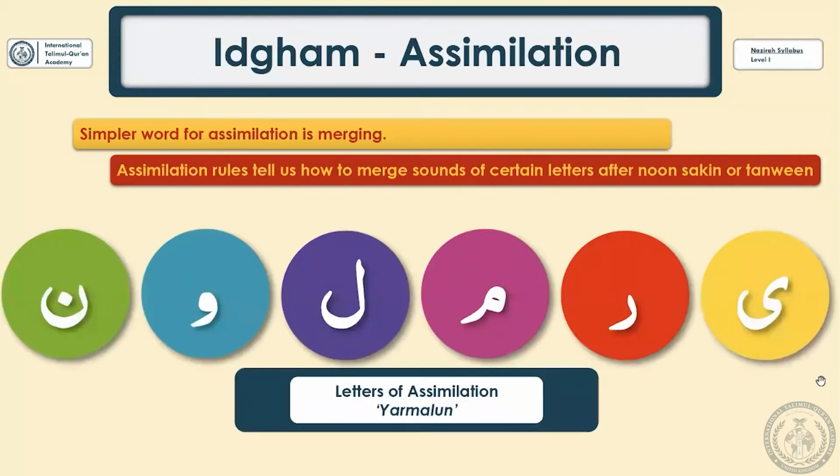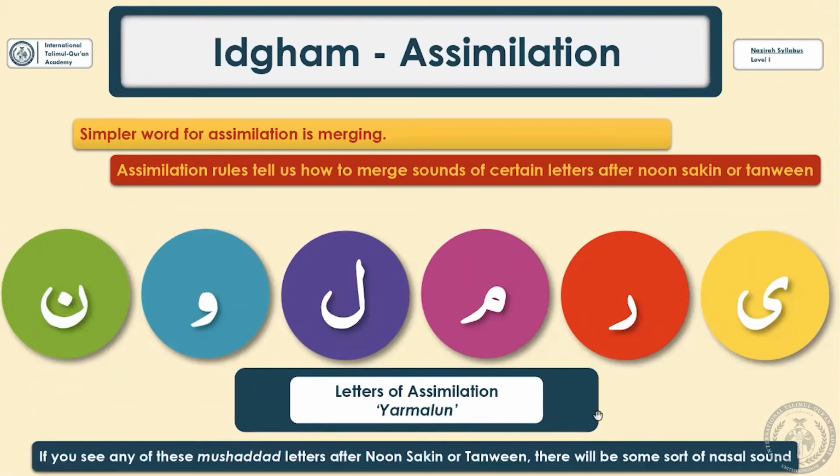And there are 6 letters of assimilation, or 6 idgham letters: ya, ra, mim, lam, waw, and noon. These 6 letters we would really like you to start memorizing, please, because that will really help you, inshallah, to make your recitation good. An easy way to memorize these letters is to remember the word yarmaloon, because these letters joined together form the word yarmaloon.